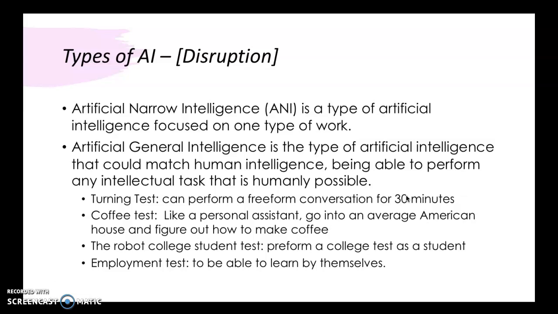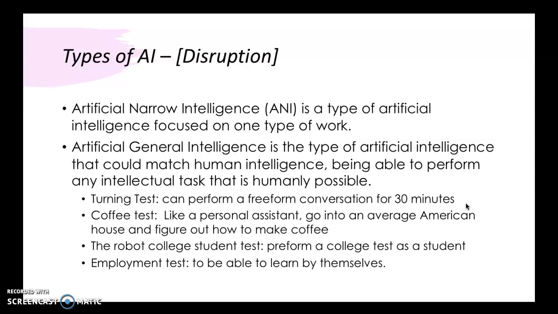So there are 4 different types of tests from the old days for how general intelligence was defined. One is the Turing test, which comes from Alan Turing's time. Basically the test says if an artificial intelligence robot can perform human conversation without being noticed by a typical person within 30 minutes, that means you pass the test.